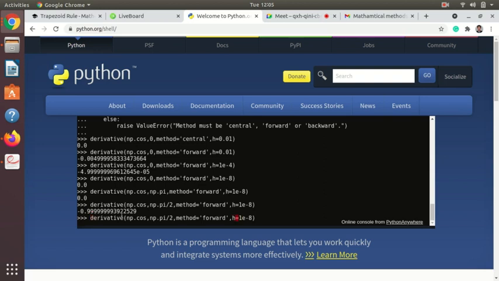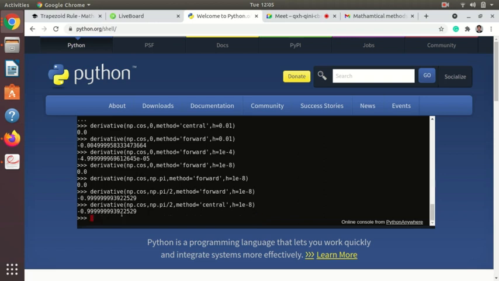Let's try with the central method. You can also use the backward method, but the central method is more accurate, so I would advise you to work with it. The problem is not with the method, the problem is with the value of h. So I will decrease the value of h to 10 raised to minus 10. Now it is a different value, and I hope this will be closer to minus 1 than the previous value.